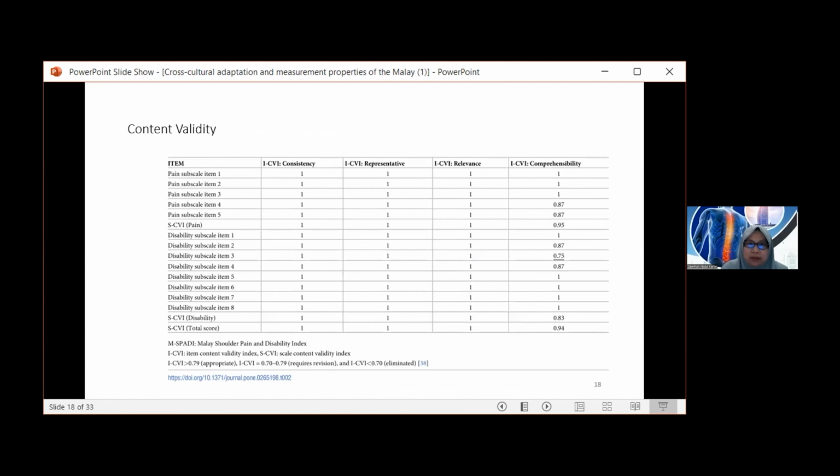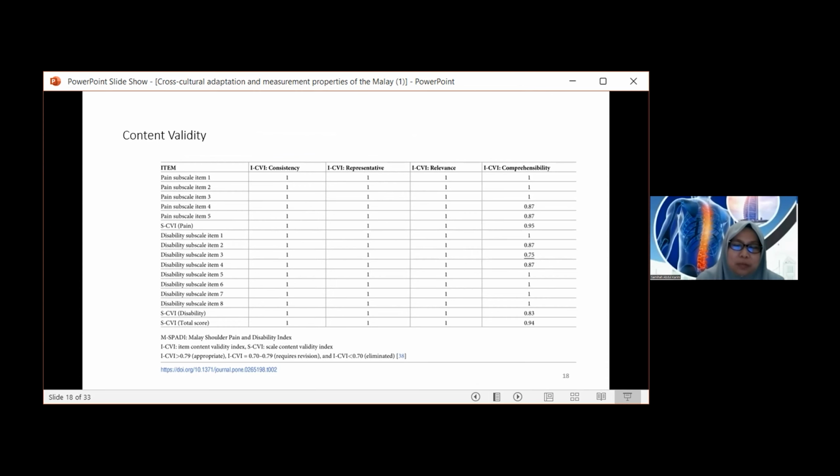This is the result of content validity. The scale-level content validity index and item content validity index for all items were more than 0.79, except for disability item 3, which was putting on an undershirt or jumper, which had an I-CVI of 0.75. Since the score was between 0.7 and 0.79, it required amendment but not elimination. Following the content validity scoring, the item was amended by the expert committee and trialed during the pre-testing of the M-SPADI, and the results showed that the amended term, which was originally undershirt or jumper, was changed to a direct translation of sweater and short sleeve shirt.